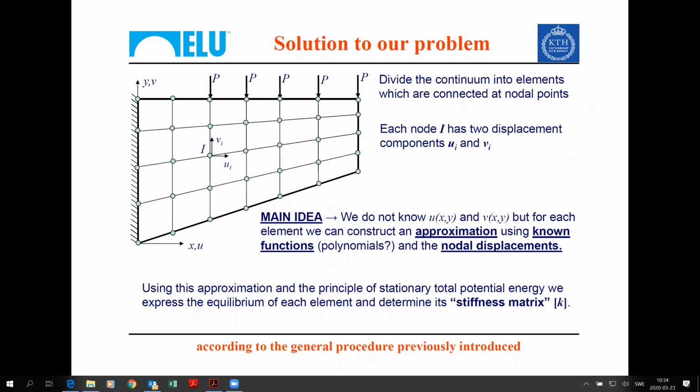Then we use the principle of stationary total potential energy to express the equilibrium of each element and determine the stiffness matrix K. This is agreeing in all details with the general procedure that we have introduced last lecture.